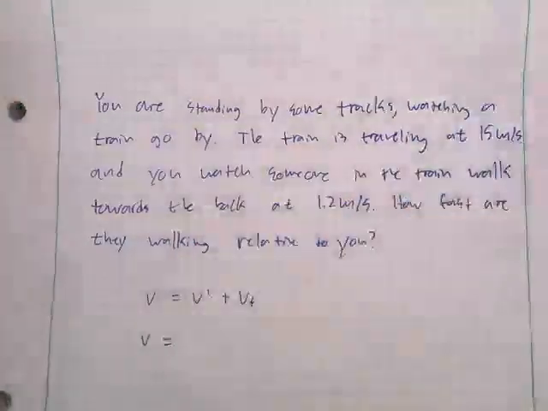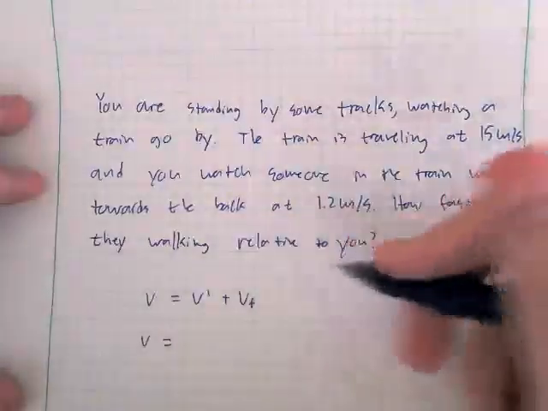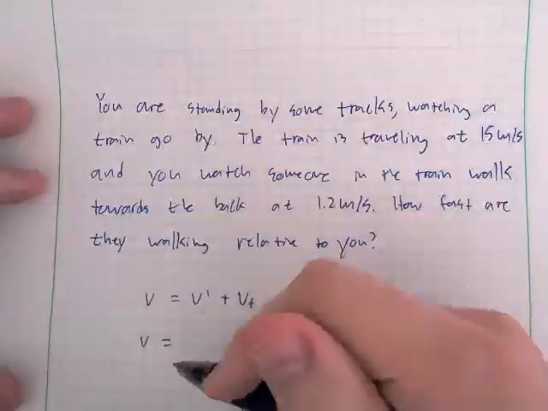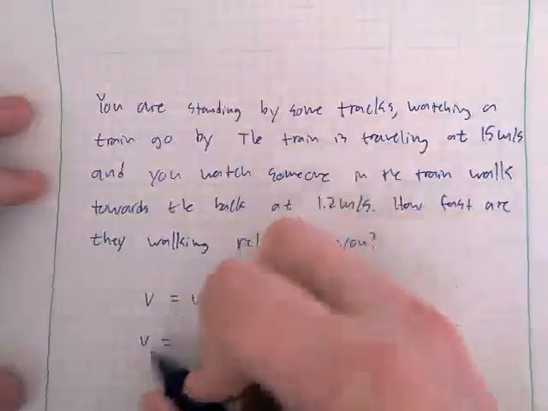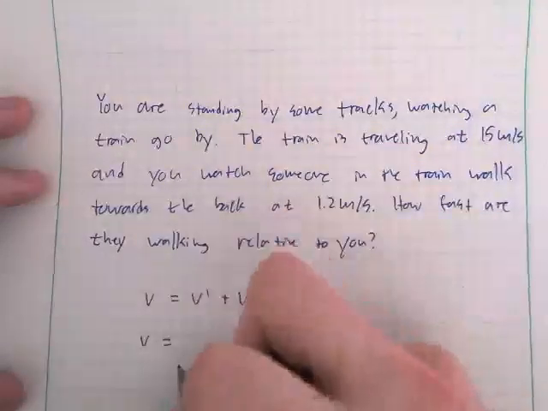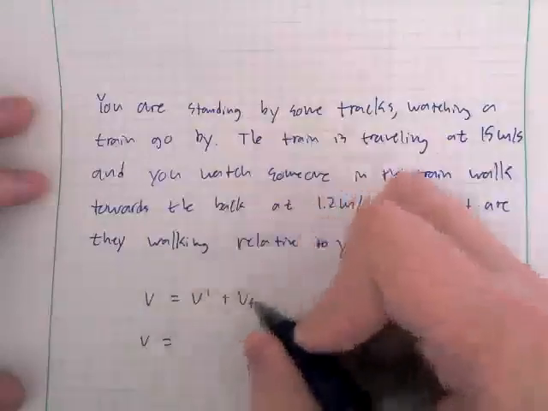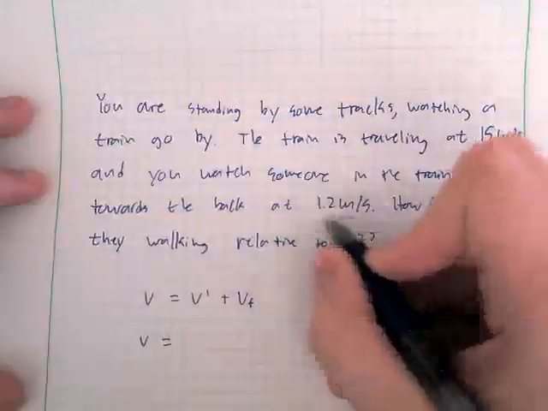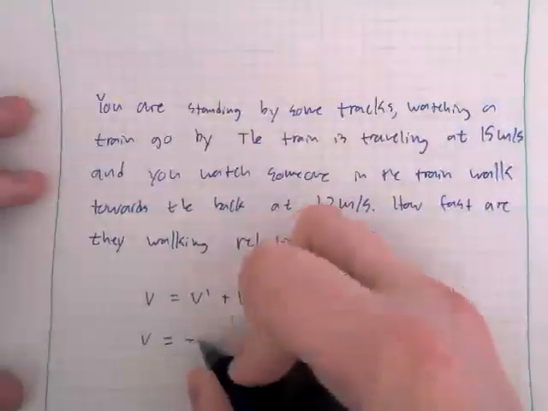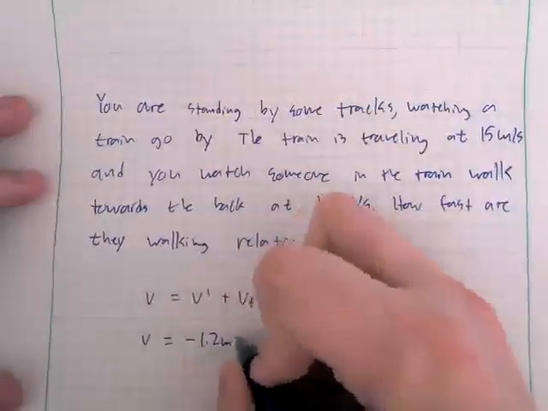We're standing on the ground, so their speed relative to us is the same as their speed relative to the ground since we are standing still. So we'll say v equals v prime, right? So v prime must be their velocity relative to the moving frame, which is their velocity relative to the train in this case, which we're going to call negative 1.2 meters per second.